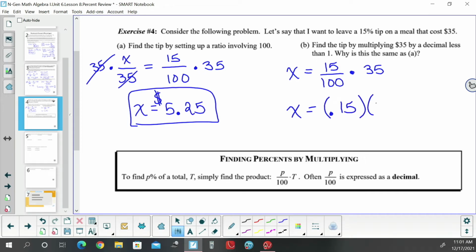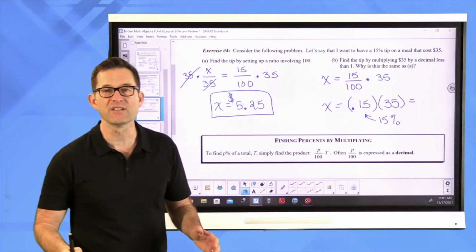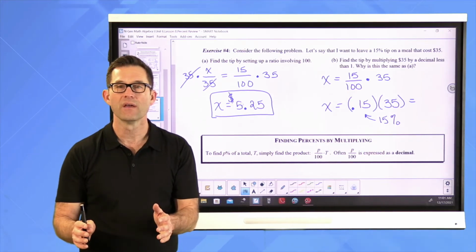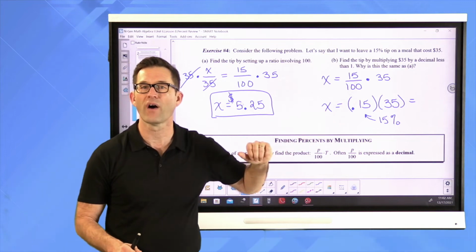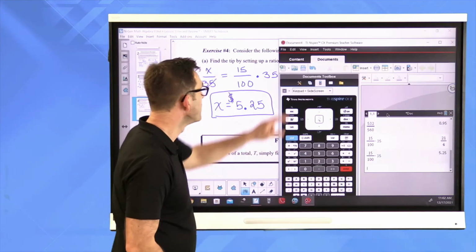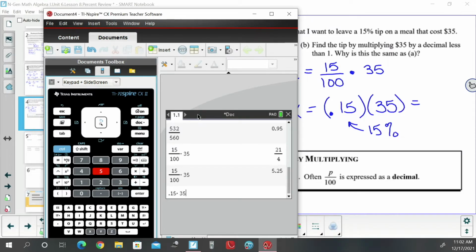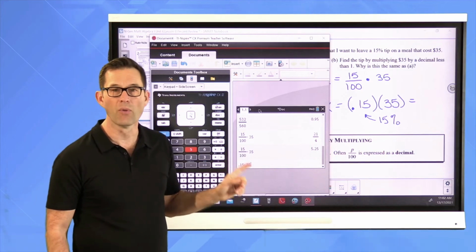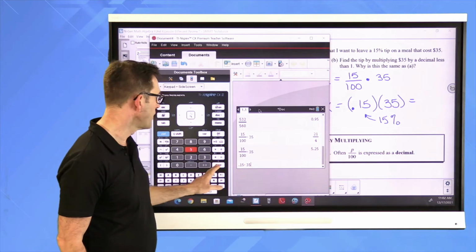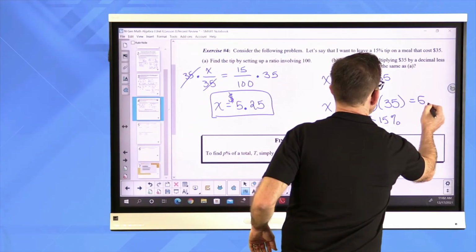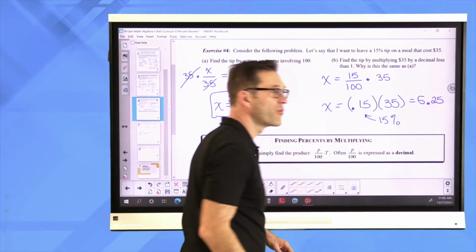Well, 15 100ths as a decimal is 0.15, right? So 15% and 0.15 are the same thing, because 15% is 15 100ths, and 15 100ths is the same as 0.15. And so I need you to be able to figure out what 15% of 35 is, not by cross multiplying or anything else. I need you to just be multiplying 0.15 times 35. And there's that 5.25, right? That is how we are going to be finding percents each and every time from now on, all right?